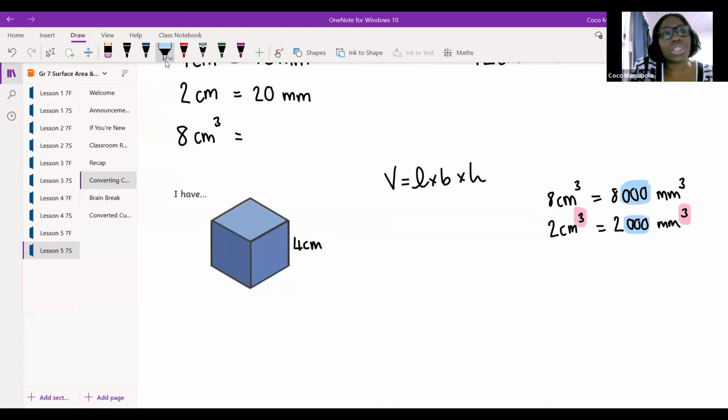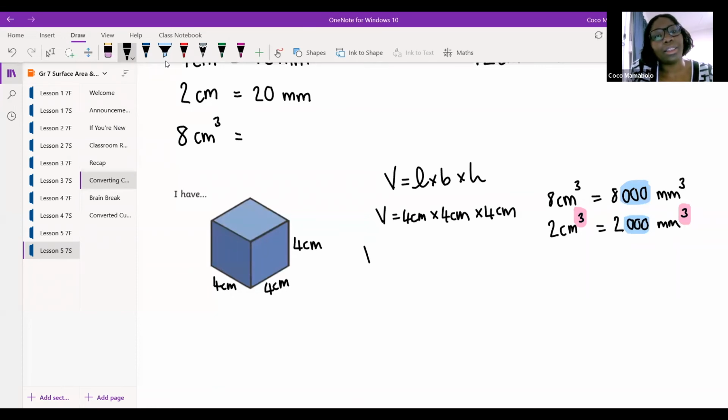So what I'm going to do is calculate the volume of this cube, because I know that a cube is the same on every side. So my volume is going to equal 4 centimeters times 4 centimeters times 4 centimeters. My volume here is going to equal 64 centimeters cubed. Because I want it in millimeters cubed, I'm going to take my 64 and add 3 zeros to the end. So it's going to be 1, 2, 3 millimeters cubed.